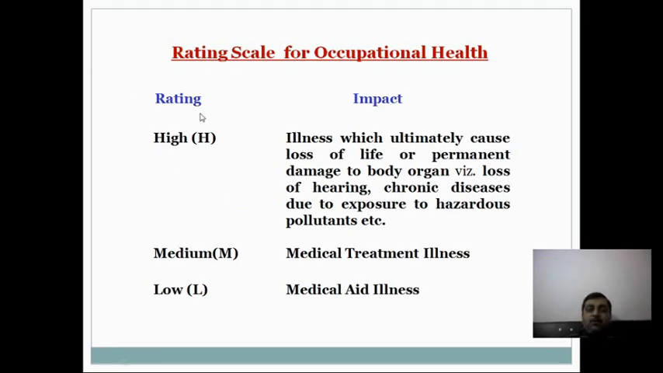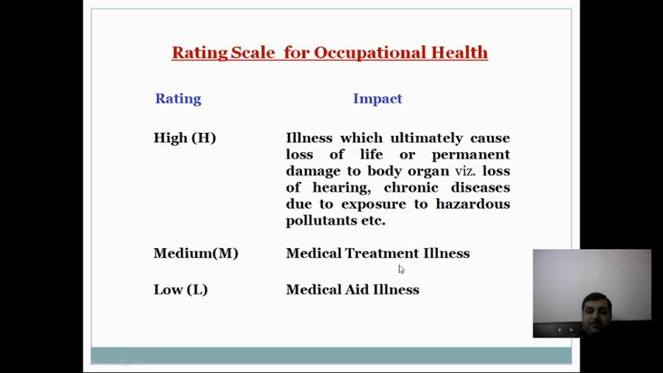So, the rating scale goes like this. This is the impact that we call magnitude. I say that the impact is very, very high when it is health and there is fatality. If the illness is leading to permanent damage to a body organ, that means loss of hearing, chronic diseases, anything, then I call that impact very, very high. So magnitude becomes very high.